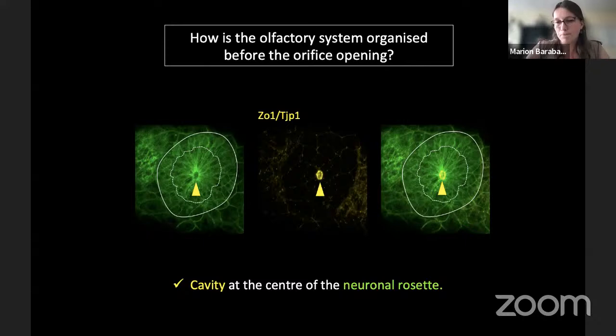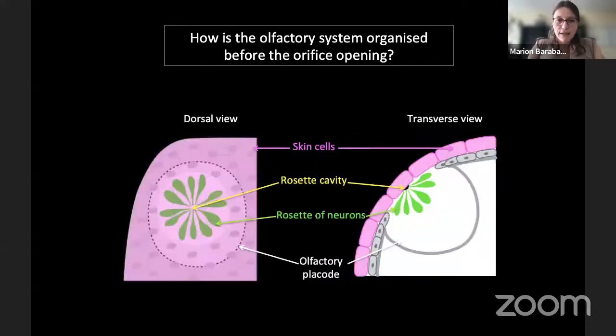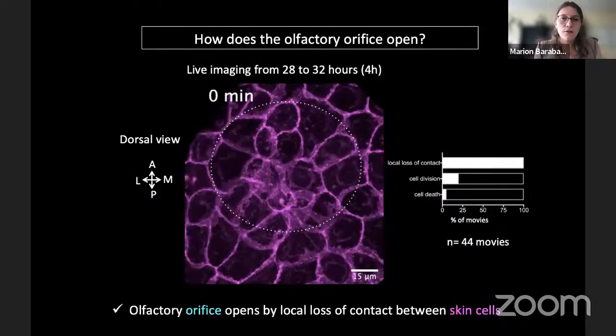of the cavity. So altogether, we have a system where a monolayer of skin cells is covering the olfactory placode, and within the olfactory placode, a rosette of neurons where the center is forming a cavity is present. So that was the system before the opening of the orifice. So how does the olfactory orifice open?